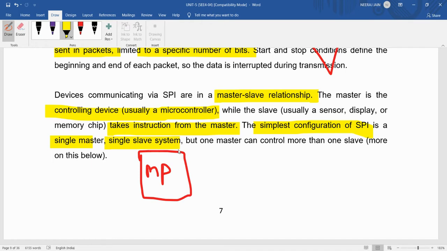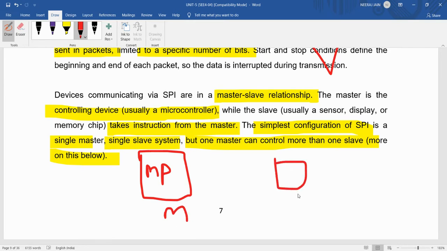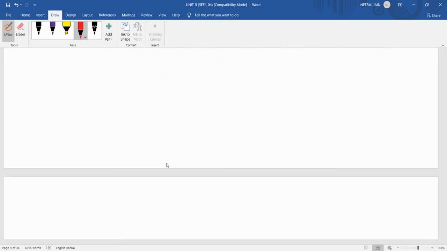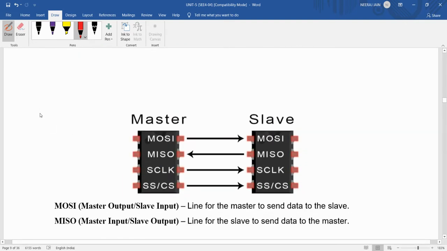The simplest configuration of SPI is a single master, single slave system. That is the simplest form of the SPI protocol. But one master can control more than one slave. ये जरूरी नहीं है कि यहाँ पर हमारा एक मास्टर है और केवल एक ही स्लेव, like we are using the S1. We can use several slaves, like we can use here the S2 slave also and some other slave. So इसको और इसको दोनों को हम can control with the help of this master microprocessor or microcontroller. It is the structure of the SPI protocol.